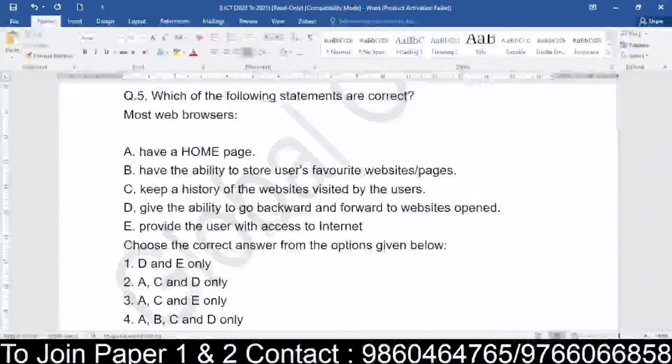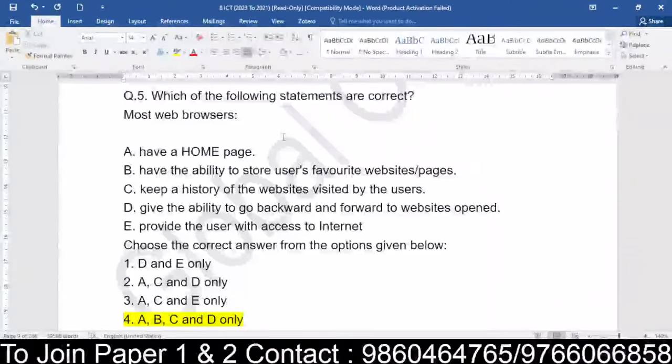If you are using this, the frequent use of computers will help you answer this question very correctly. Let me check how many of you can come to it. For question number five, which of the options is providing access to the internet? Let me check how many of you are able to answer. Yes, very good. All the options are possible. Web browsers have a home page, they have favorite websites, they keep the websites visited by the users, they have the ability to go backward, and they also provide internet access.